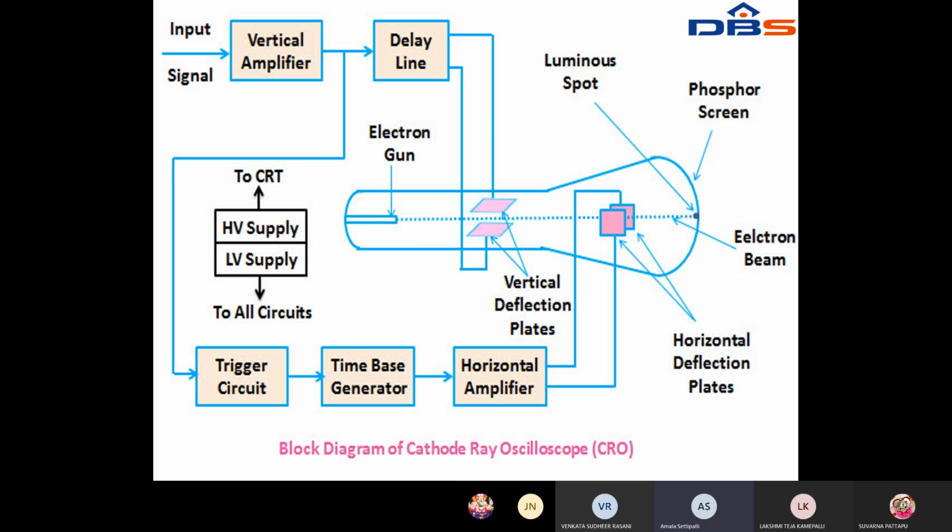Under this cathode ray tube, the main parts are the electron gun, vertical deflection plates, as well as horizontal deflection plates, and the phosphor screen. To operate the vertical deflection plates we have a vertical amplifier and delay line. For the horizontal deflection plates, we have a trigger circuit, time-base generator, and horizontal amplifier. High voltage supply is given to the CRT. Low voltage supply is given to the remaining parts of the CRO.